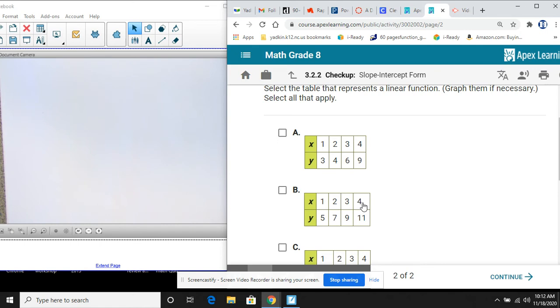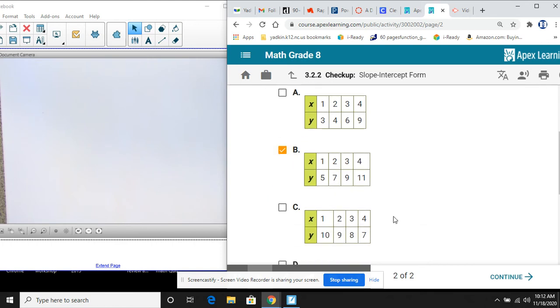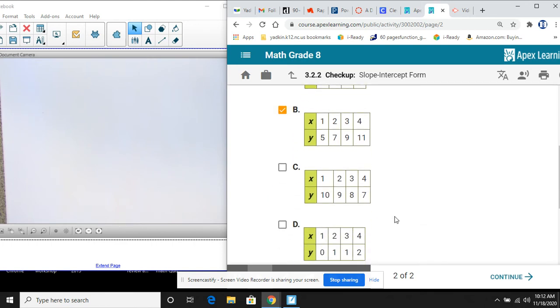B, 1, 2, 3, 4, yes, that's consistent. 5, 7, 9, 11, yes, that's going up 2. So that is a linear function. It would make a line.